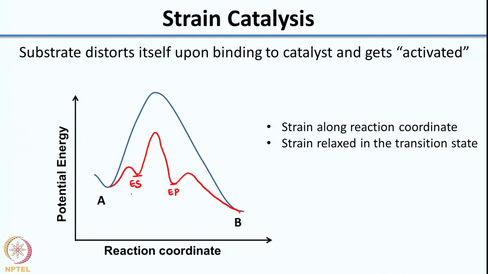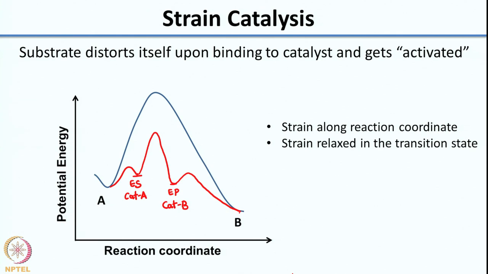Since we are looking at A, this would be a catalyst A complex and this would be catalyst P. ES and EP correspond to enzyme substrate because this is seen very often in enzymes. I by mistake wrote ES and EP, but you can equate it to cat A and cat B actually, since B is the product here.